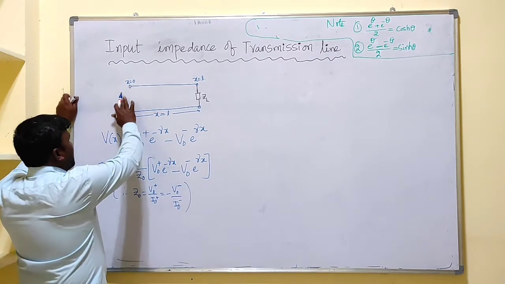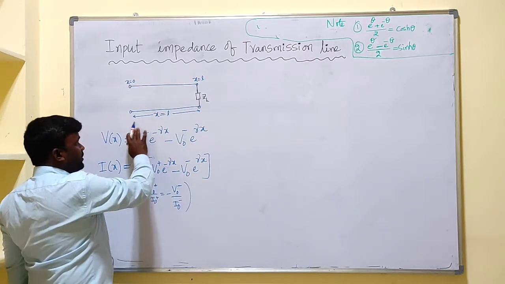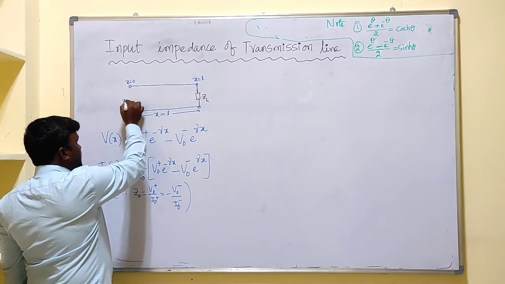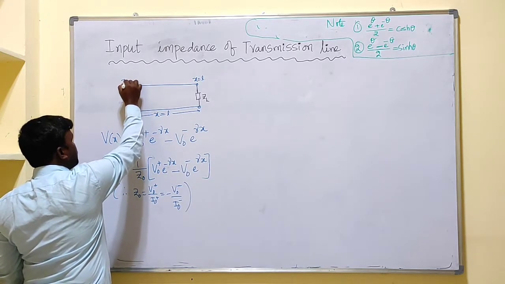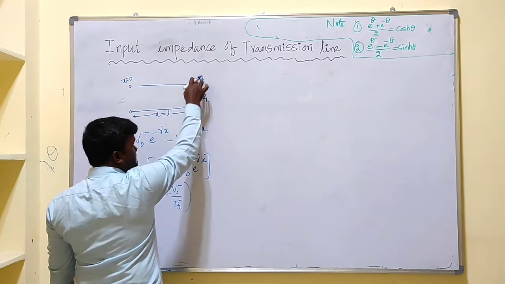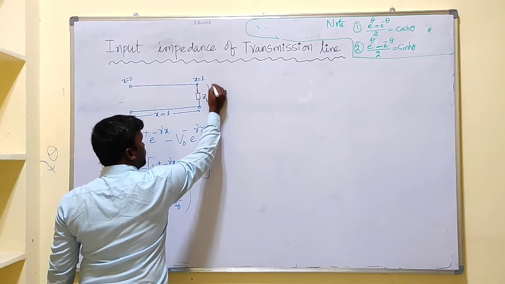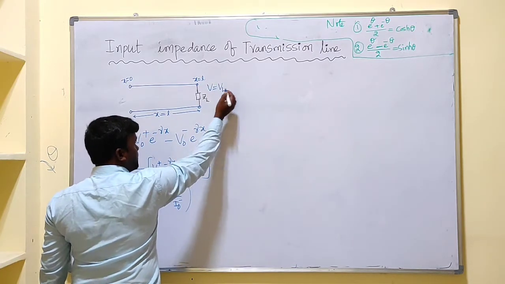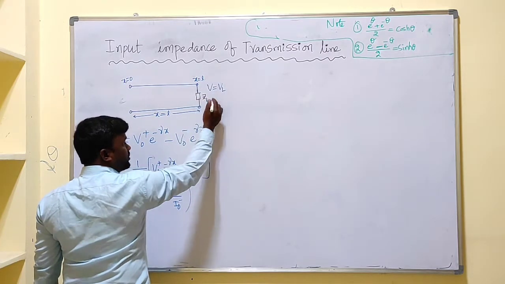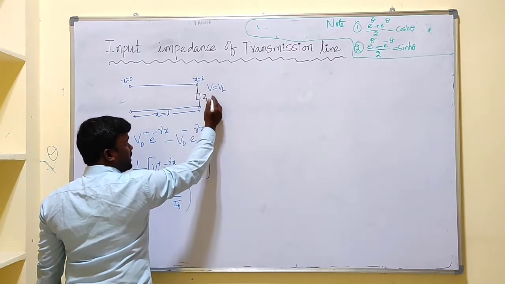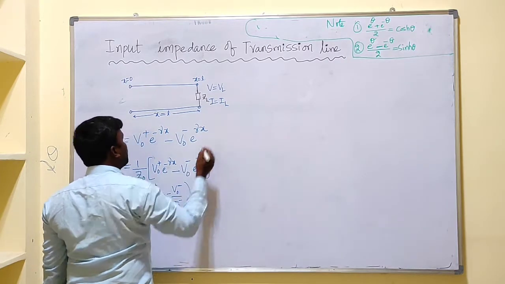Let us consider a transmission line of length L. At this location x value is 0, this end, and this is the load end. At this x equal to L, we will connect a load. At this location the voltage becomes VL, that means V of x equal to L equal to VL, and I of x equal to L is nothing but the load current IL.